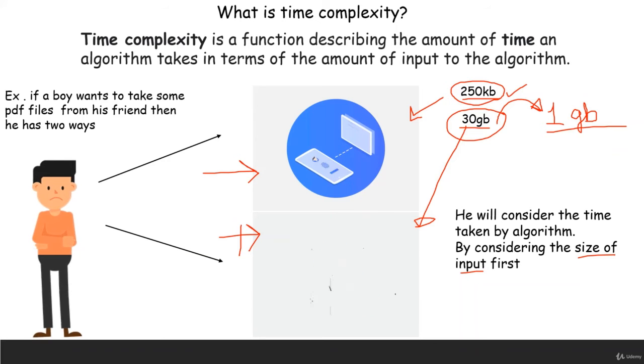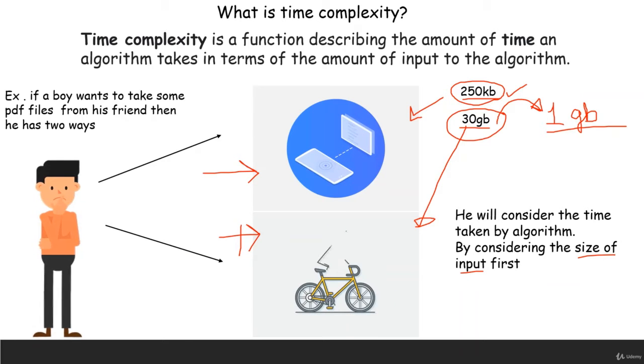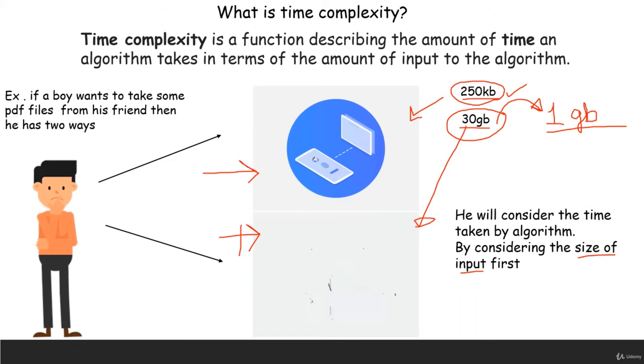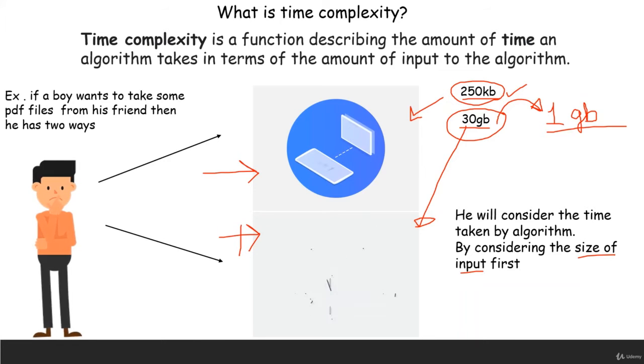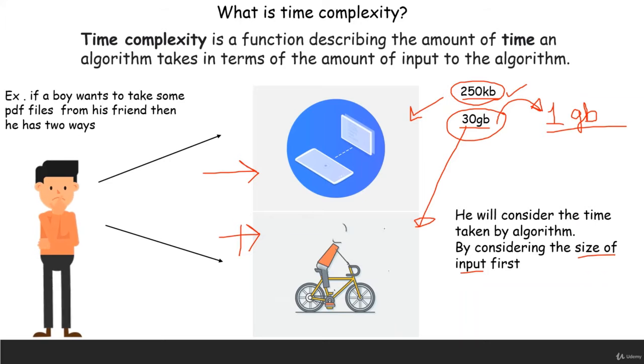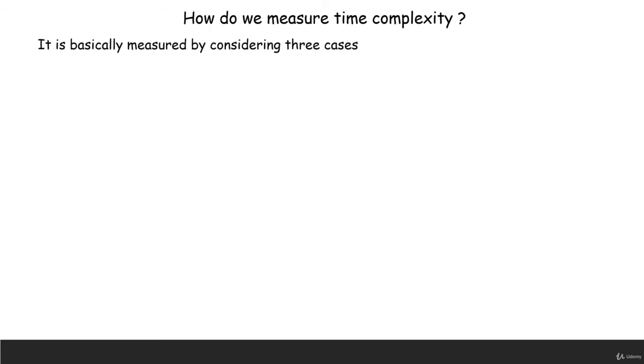Likewise, we have to consider these two things in the analysis of an algorithm. We first consider the time taken by the algorithm, and then the size of input which we are going to deal with in that algorithm. Now the question comes: how do we measure time complexity? It is basically measured by considering three cases.